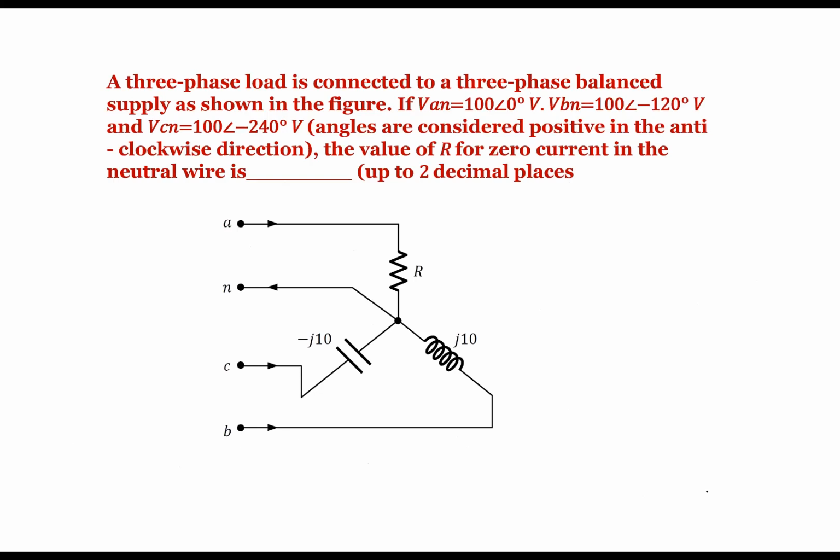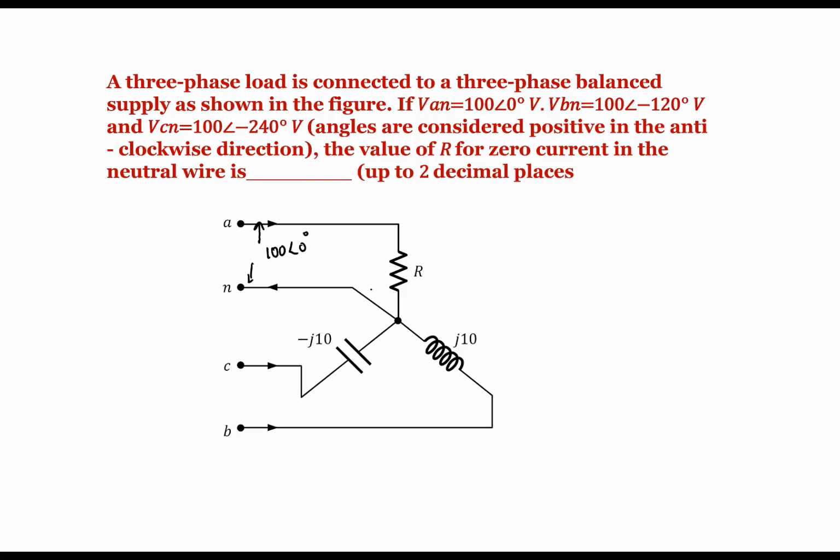Okay. Next, read this question. It is connected to a three-phase balanced supply as shown in the figure. VAN voltage is how much? 100 at an angle 0. VBN is 100 at an angle minus 120. VCN is 100 at an angle minus 240. The value of R for zero neutral current is, okay.